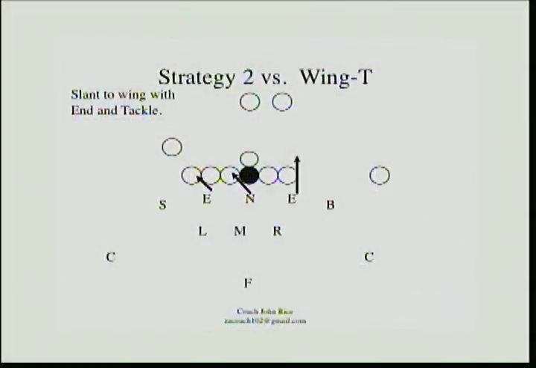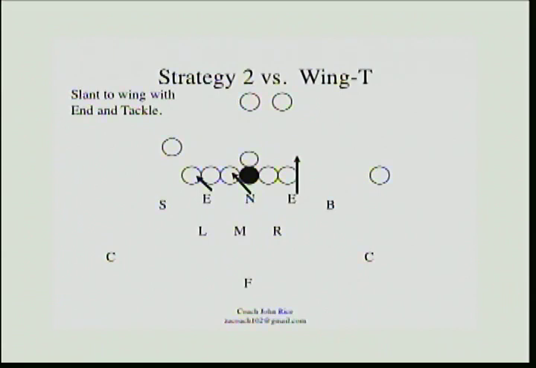Strategy 2, we will occasionally slant away from the halfback. And the reason we don't slant the end to the halfback side is we feel there's too much possibility for us to get hurt by that. So it's a controlled slant, and we're slanting to. Now, how can this help us?